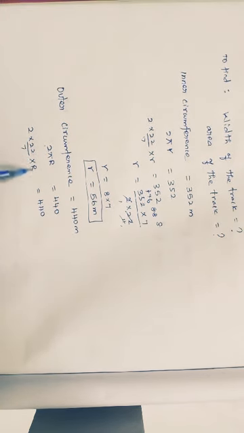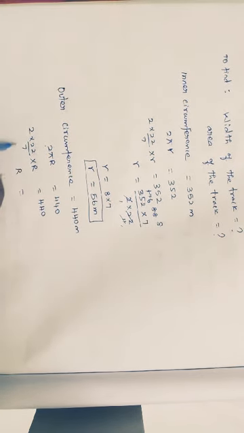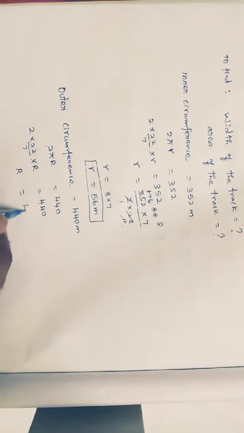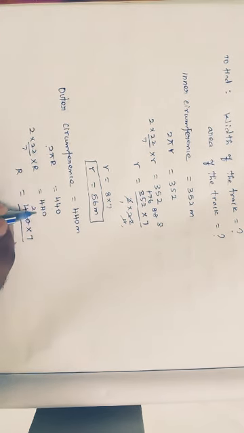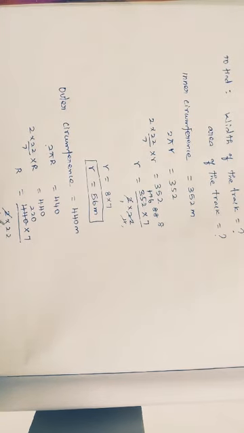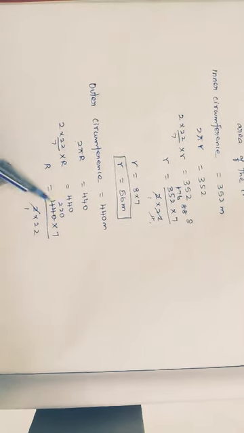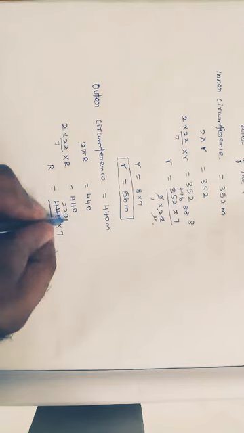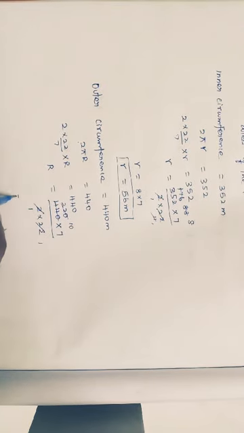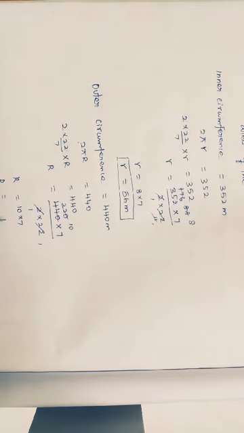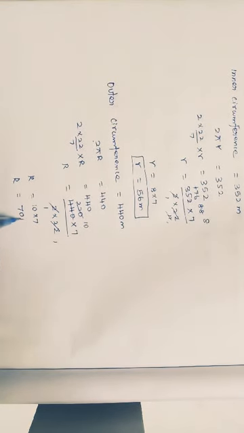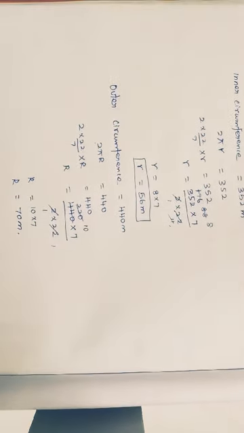2 into 22 by 7 into R. Just keep the R alone on the LHS. The remaining terms you can take to the RHS. So 440 into 7 divided by 2 into 22, right? 2 22s are 44, 220. Both are 22 multiples, right? So 1 time, 10 times. So 10 into 7. So capital R is equal to 10 into 7, 70 meters, right?